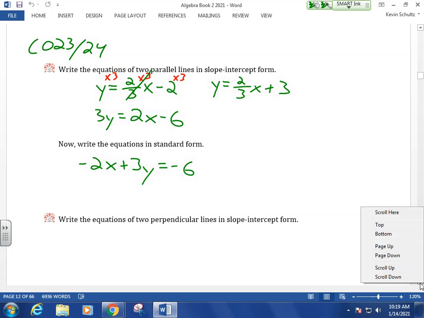Okay. And then you'll do something similar to the second equation. Multiply both by 3 and move your x's over there. And then you have to do the same thing with two lines that are perpendicular. You're going to write them in slope-intercept form and then rewrite them in standard form. All right. Questions, comments, concerns, complaints, congratulations, or criticisms?